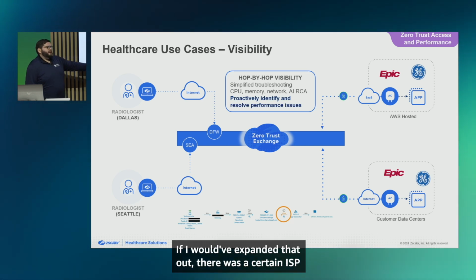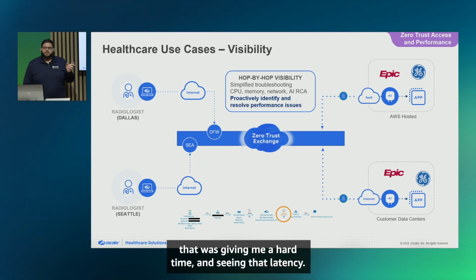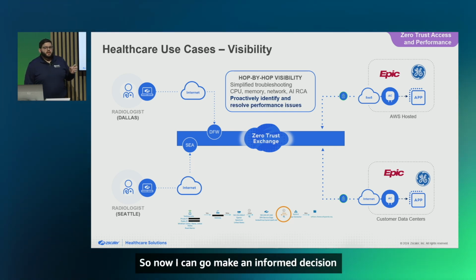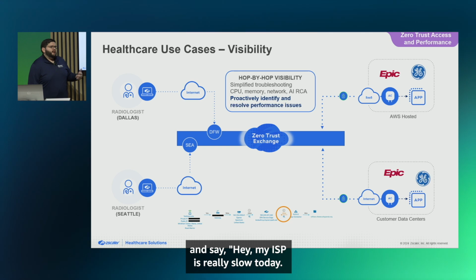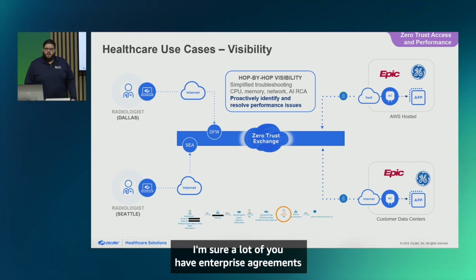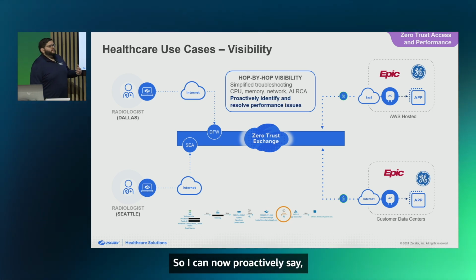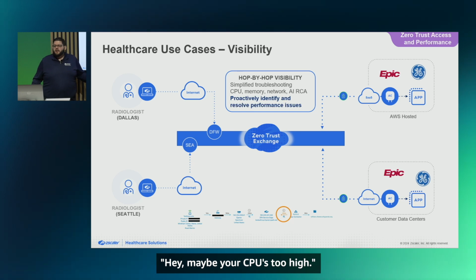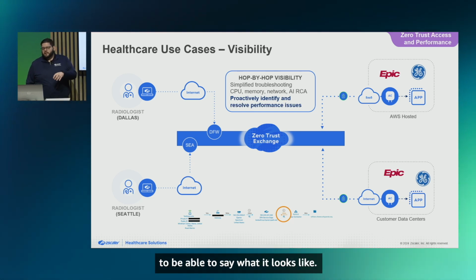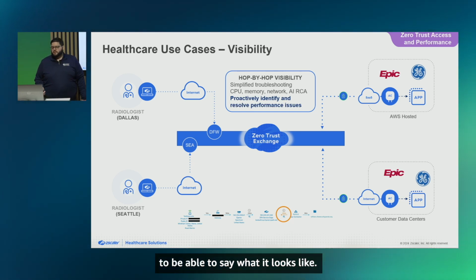If I would have expanded that out, there was a certain ISP that was giving me a hard time and seeing that latency. So now I can go make an informed decision and say, hey, my ISP is really slow today. Can you guys troubleshoot this, right? I'm sure a lot of you have enterprise agreements with your ISPs, for instance. So I can now proactively say, hey, maybe your CPU is too high. And I can give you an alert on that to be able to say what it looks like.